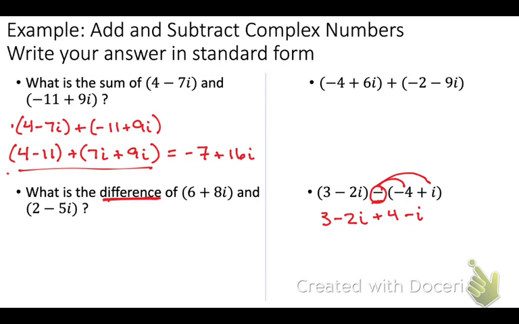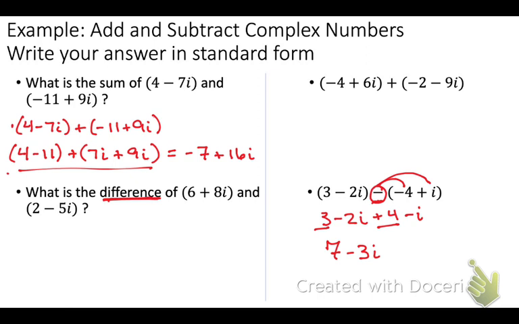So, Alex, what's my answer? What are my two real numbers? 3 and negative 4. I have a 3 and a positive 4. What's 3 plus 4? 7. What are my imaginary numbers? Negative 2 and negative 1. So I have negative 3i.